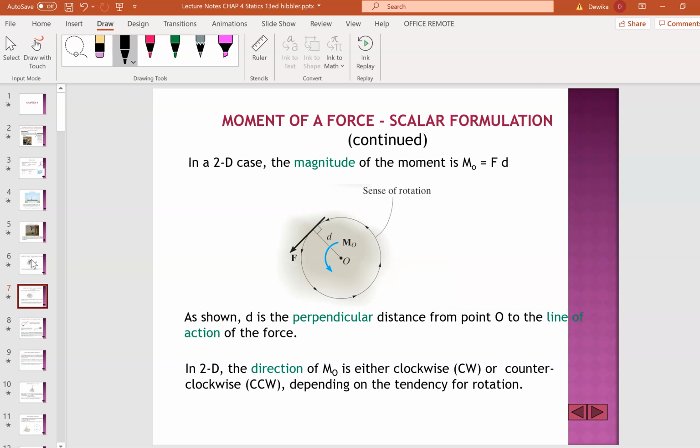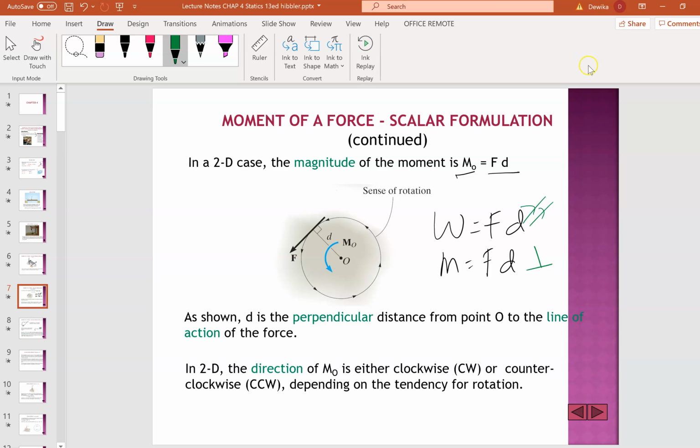Now in the case of 2D, let's look at 2D first. That will be chapter 4.1 that we're going to discuss now. In 2D cases, the magnitude of moment is force times distance. Even work is force times distance, and moment is also force times distance. The distance varies between these two: for moment it is the perpendicular distance, and for work it is the parallel distance.